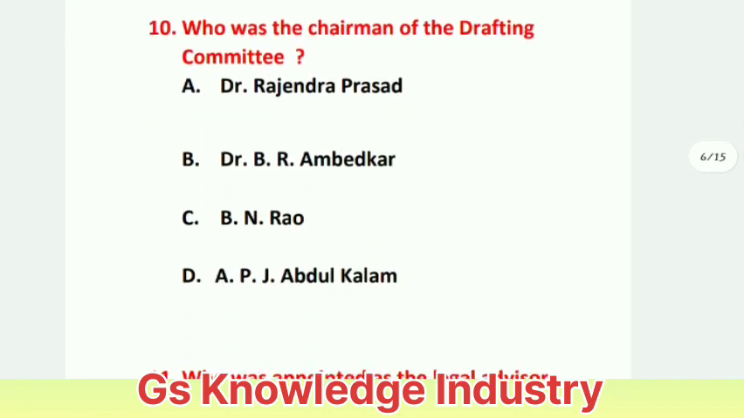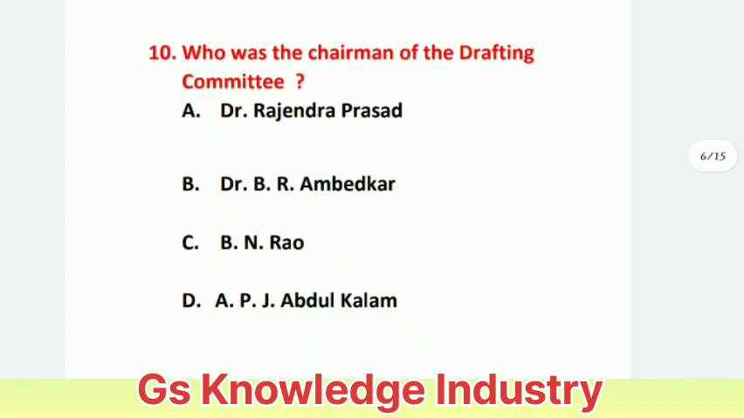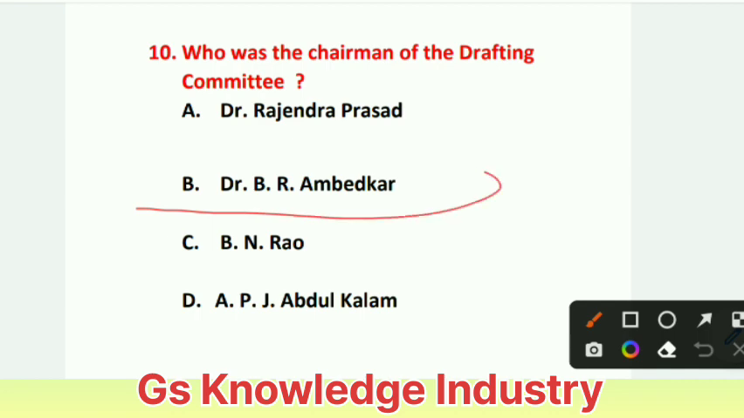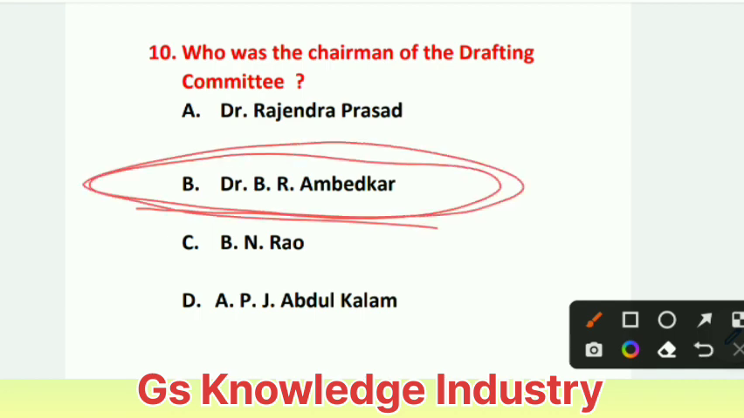10 number question. Who was the chairman of the drafting committee? Option A, Dr. Rajendra Prasad. Option B, Dr. B.R. Ambedkar. Option C, B.N. Rao. Option D, APJ Abdul Kalam. Here the right answer is option B. Option B is the correct answer. Dr. Bhim Rao Ambedkar was the first chairman of the drafting committee.